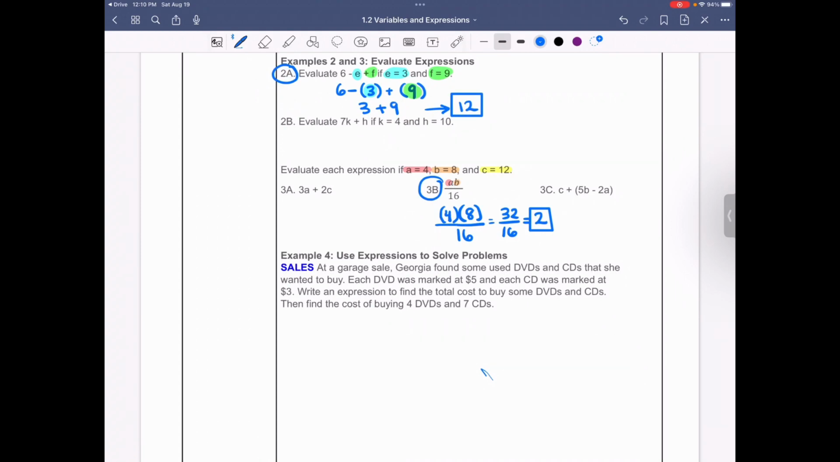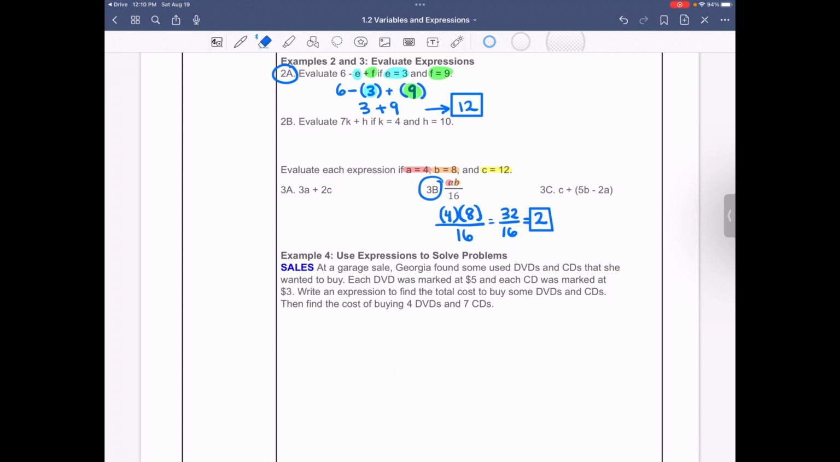Okay, example 4. Use expressions to solve problems. And this is about sales. At a garage sale, Georgia found some used DVDs and CDs that she wanted to buy. Each DVD was marked at $5 and each CD was marked at $3. Write an expression to find the total cost to buy some DVDs and CDs. Then find the cost of buying 4 DVDs and 7 CDs.